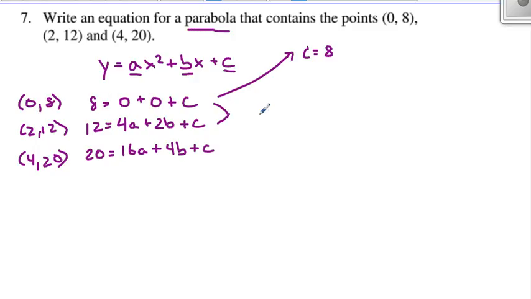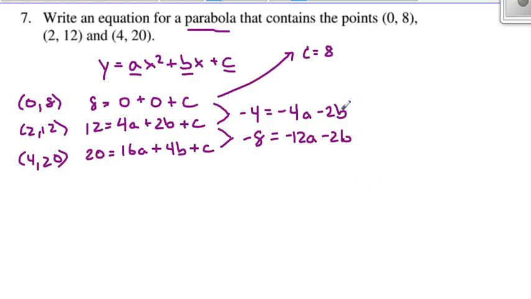So 8 minus 12 equals negative 4. 0 minus negative 4a is negative 4a. 0 minus 2b is negative 2b. And of course, c minus c is going to cancel and give us 0. We move on to the next pair. 12 minus 20 is negative 8. 4a minus 16a is negative 12a. And 2b minus 4b is negative 2b. And now we have two equations with two unknowns.